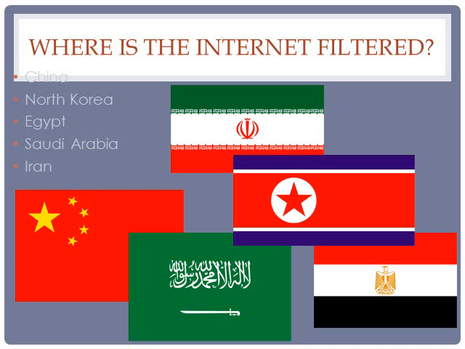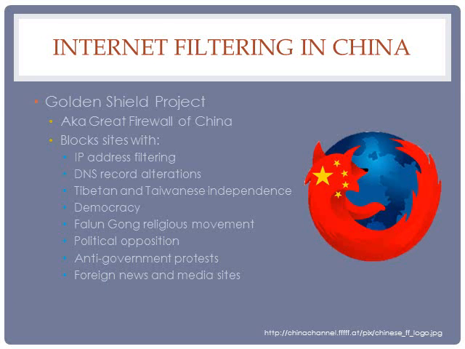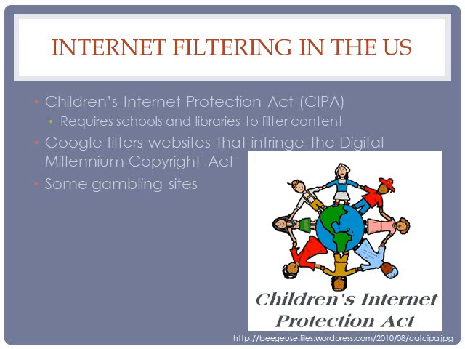Where is the Internet filtered? The most common countries of Internet filtration are China, North Korea, Egypt, Saudi Arabia, and Iran. Internet filtering in China is basically done through the Golden Shield Project, aka the Great Firewall of China. It blocks sites with IP address filtering and DNS record alterations, covering Tibetan and Taiwanese independence, democracy, the Falun Gong religious movement, political opposition, anti-government protests, and foreign news and media sites.